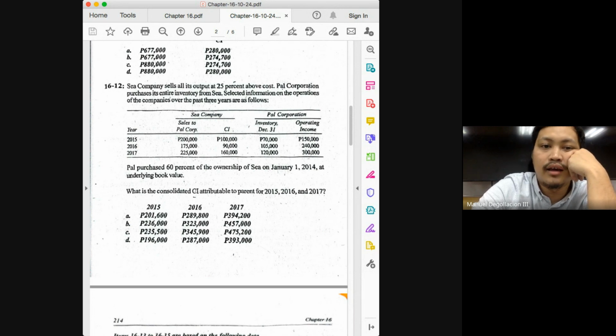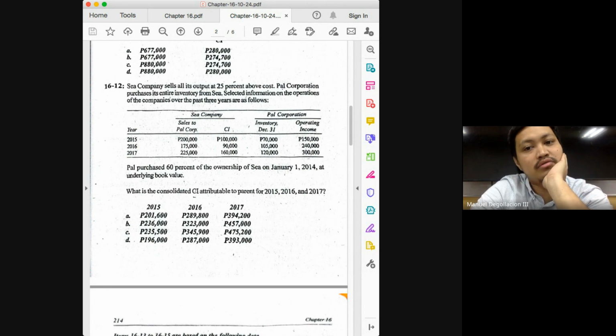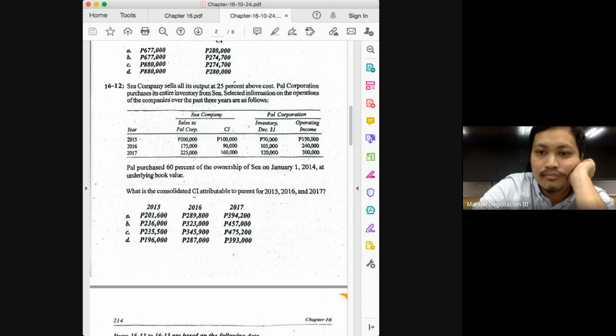86,000. Okay? And since we will not have any other adjustment for 2015, the adjusted income of the subsidiary is how much? Again, it was adjusted income of the subsidiary. 100 minus 14, that was 86. Add the income of the parent from its own operations in the amount of 150. 150 plus 86 will give you 236. And there's only one choice, that is 200.